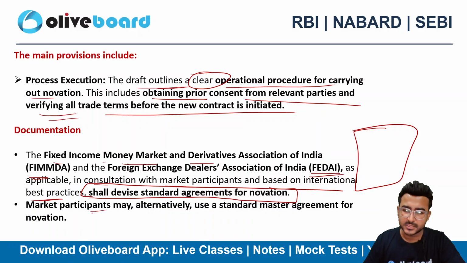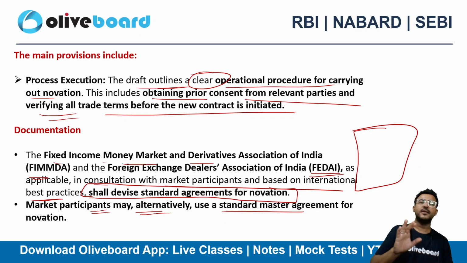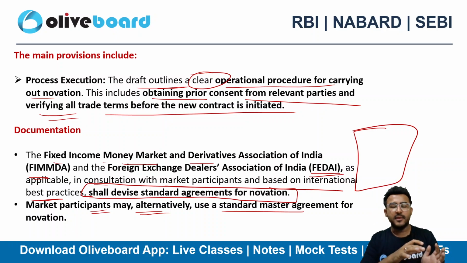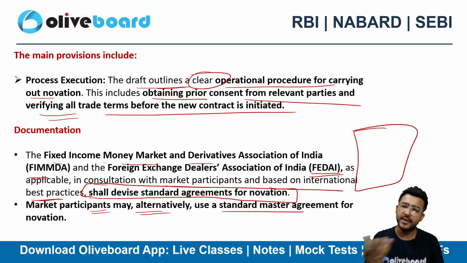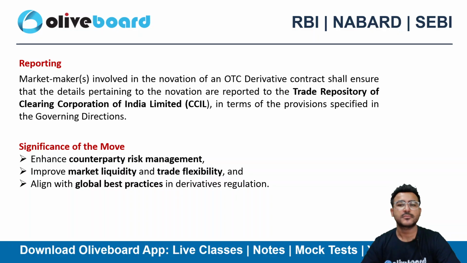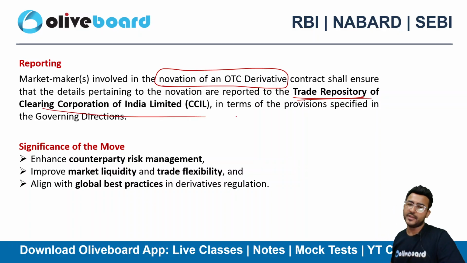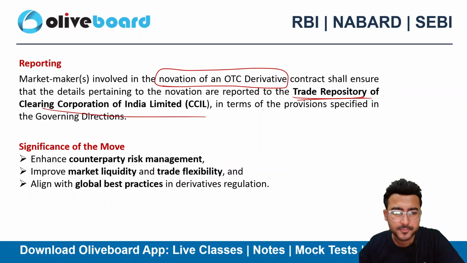However, market participants may alternatively use a standard master agreement as well for novation. By best practice these two organizations will specify the format. Still, if the market participant wants, they can enter into any kind of standard agreement. There is no compulsion in that, right? Reporting. You need to compulsorily report the novations of the OTC derivative contract to the trade repositories of Clearing Corporation of India here. Okay, that's compulsory.